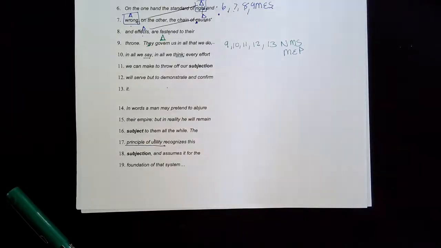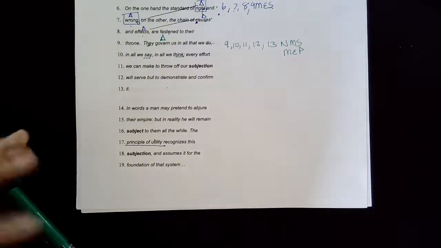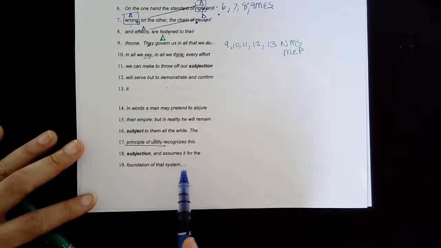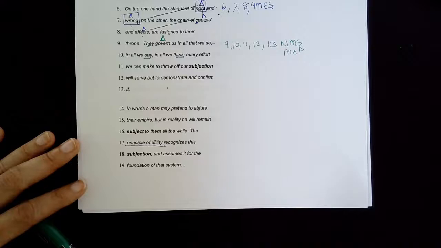And the thing about Bentham is you got to realize that he's what epistemologists would call an empiricist. He would say, hey man, look around you. What do you observe about human behavior? Doesn't it seem like people's choices, decisions, and actions are motivated by the desire to have as much pleasure as possible and to avoid as much pain? And so that is what is going on there. And he says it assumes it for what? The foundation of that system.